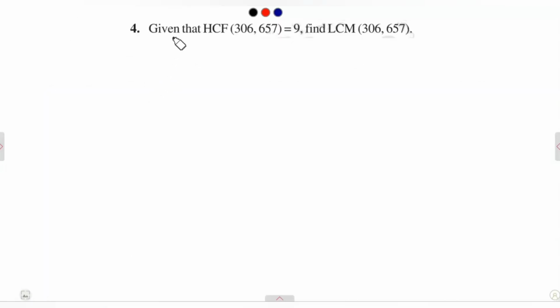Let us see question number 4. Given that HCF of 306 and 657 is 9, find LCM of 306 and 657, the same numbers. He has given the HCF of the two numbers, which is 9, and he is asking the LCM of those same two numbers. So how to find LCM when HCF is given? We know the relation between HCF and LCM: HCF into LCM is equal to the product of the two numbers. Use this relation.